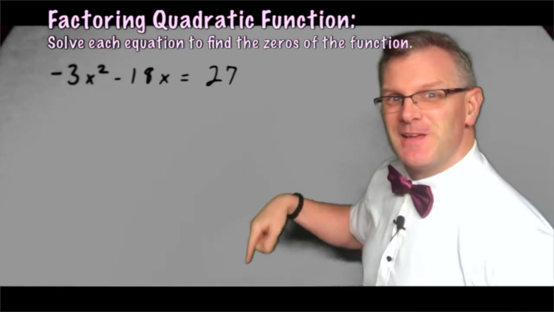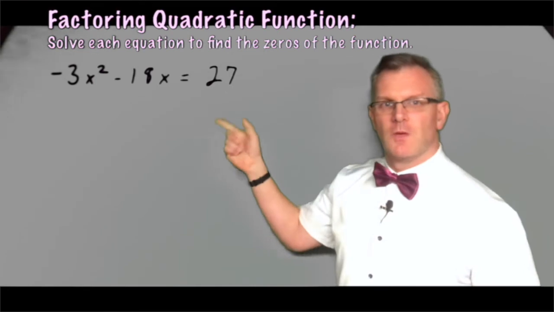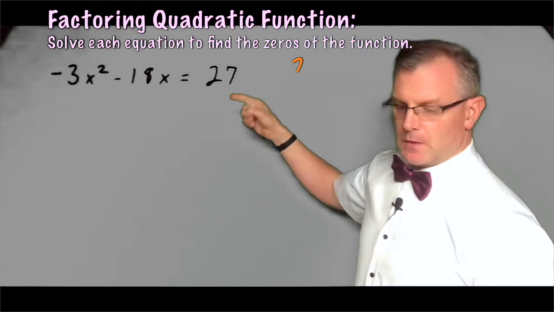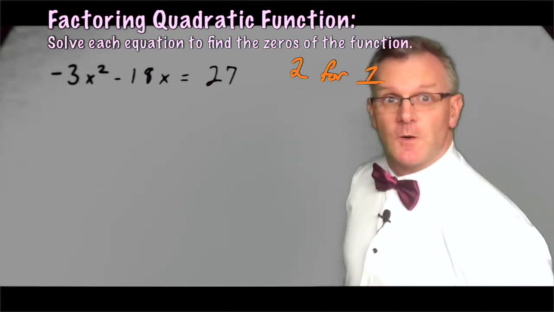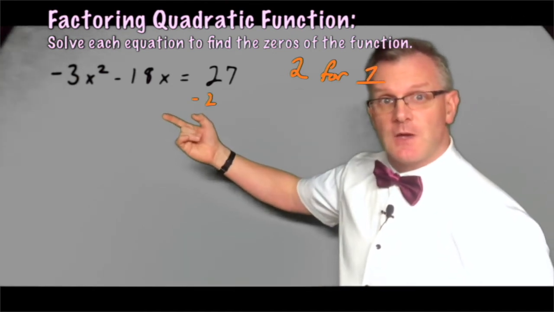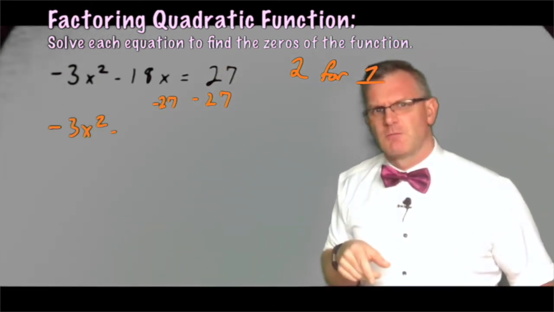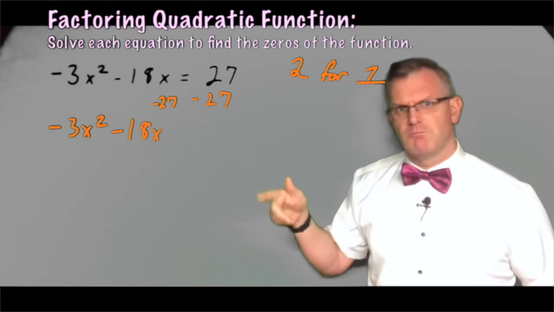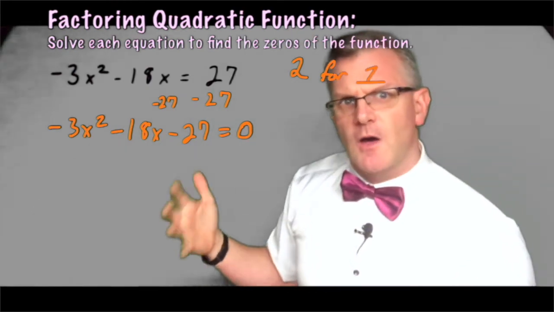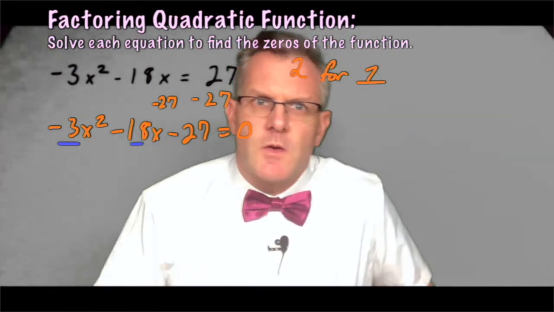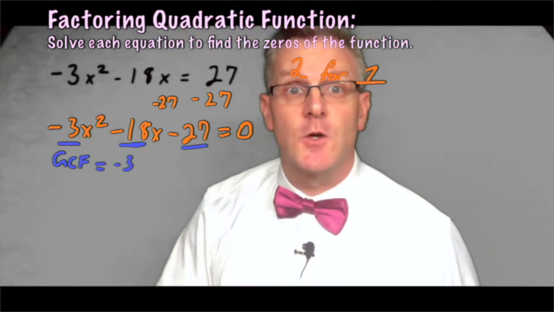Last example for you for today, ladies and gentlemen. This is a 2-for-1 deal. I'm going to show you 2 different things in one problem. 3x squared minus 18x equals 27. Just like in an earlier example, we have to move the 27 to the other side. When I subtract 27 from both sides and move it over, I end up with negative 3x squared minus 18x minus 27. Looking at all 3 of those terms, they've all got a common factor of negative 3. So I can pull that negative 3 out and actually make the problem easier to solve.